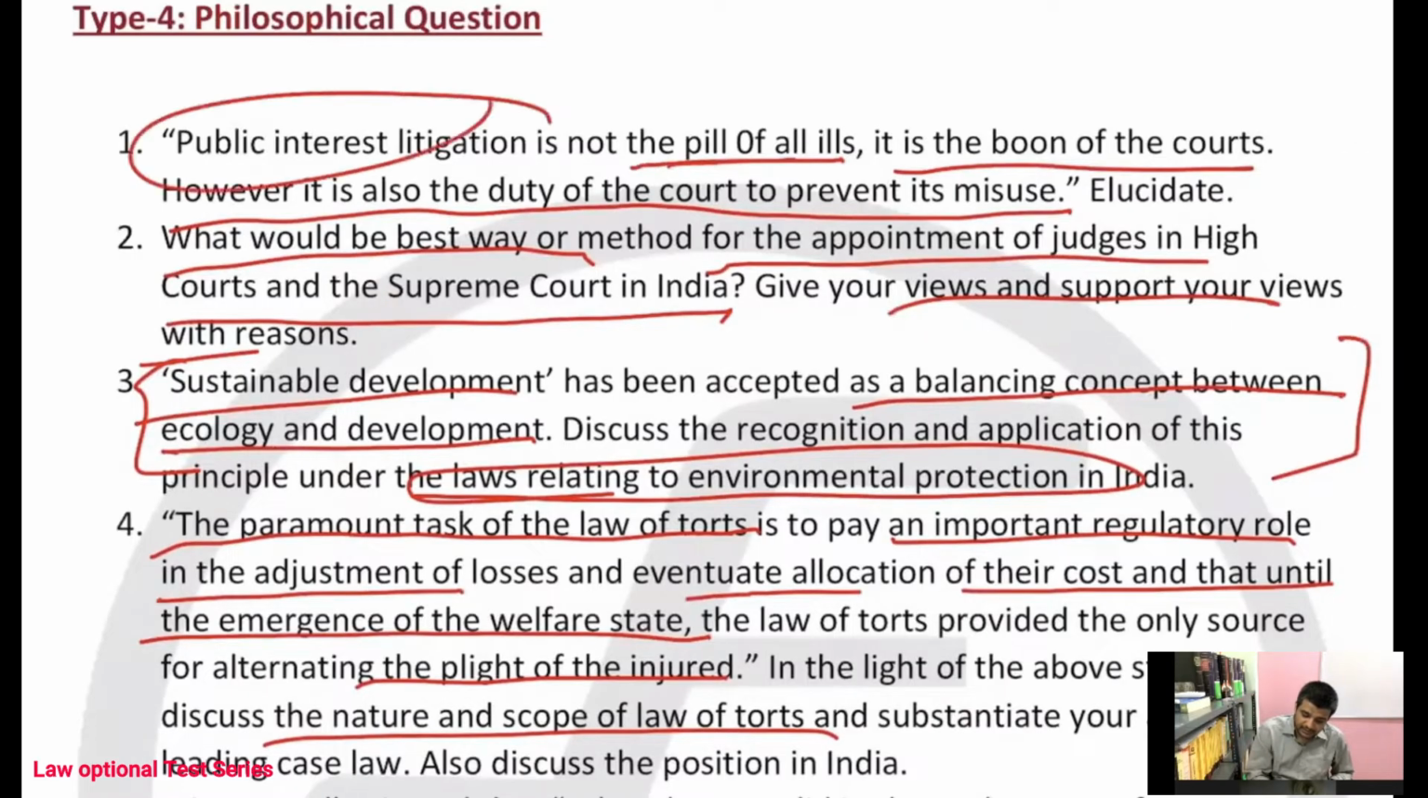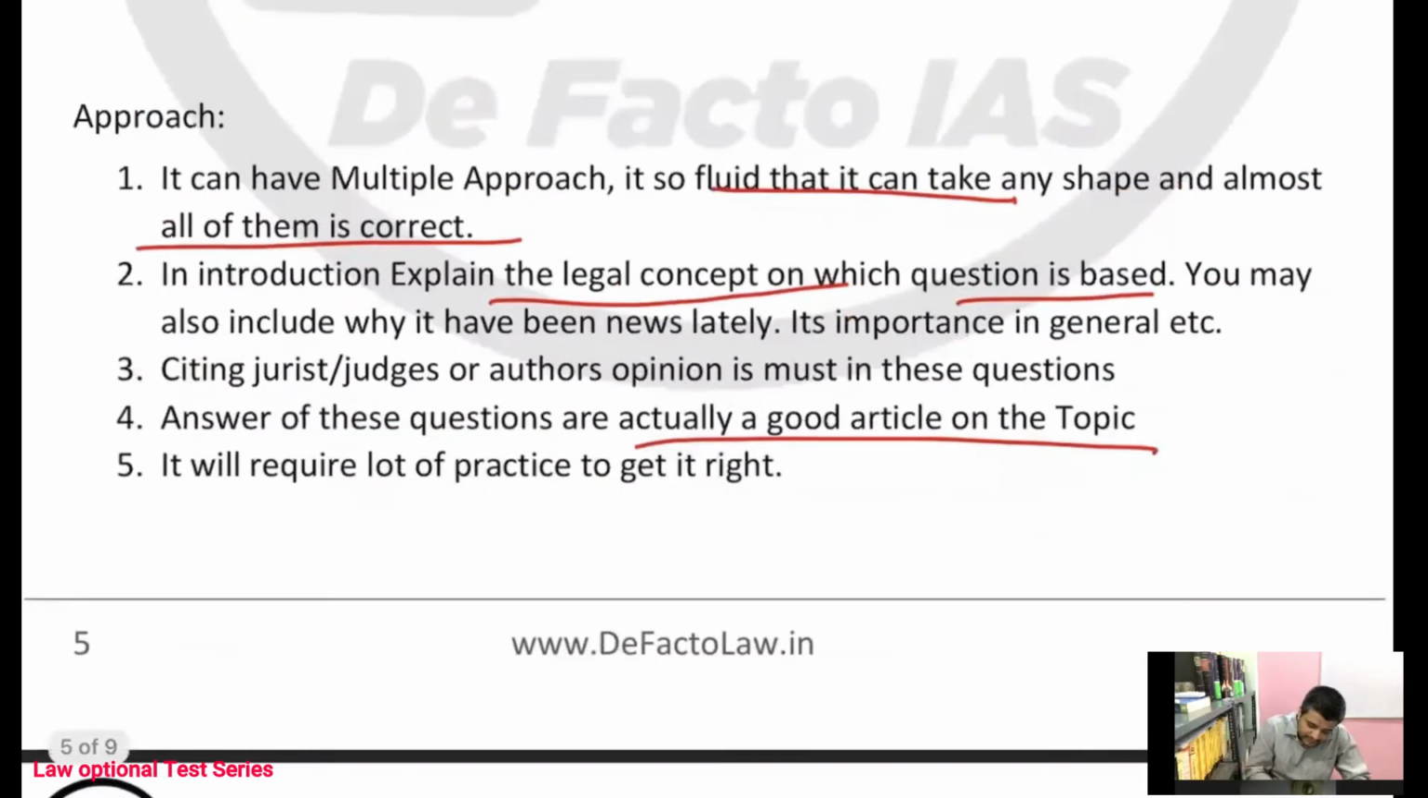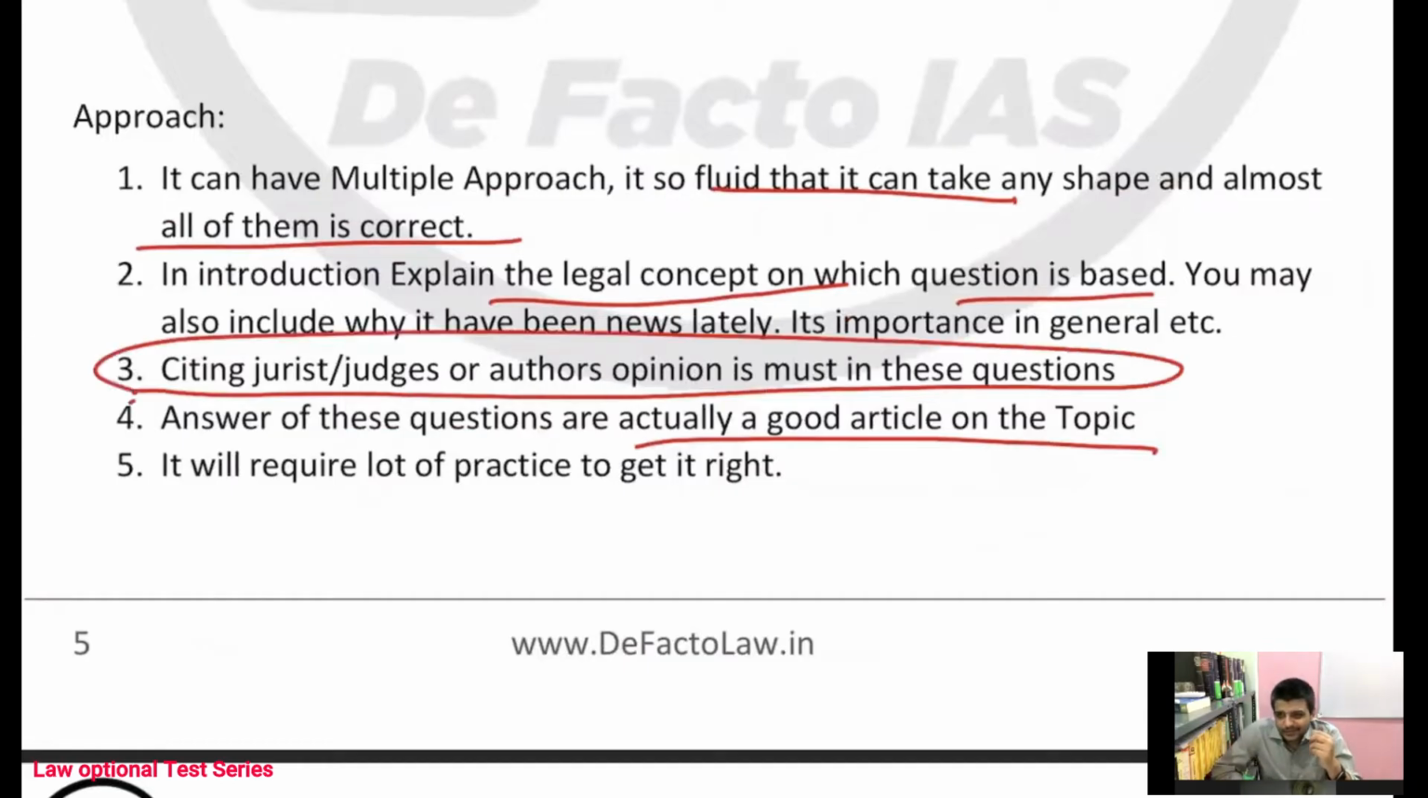In question number two, it is based on appointment of judges. That is the main concept, so we will write what the current rule is. Then, in the second part, that is your body, you will start writing the author's opinion, the judiciary's opinion, or any judgment where this particular question has been in dispute. Now, if you don't find it, you have to make up your own words.